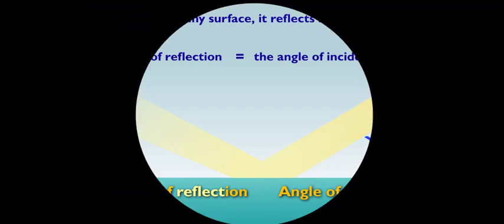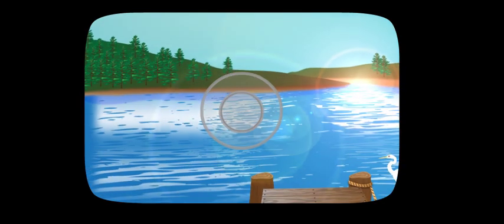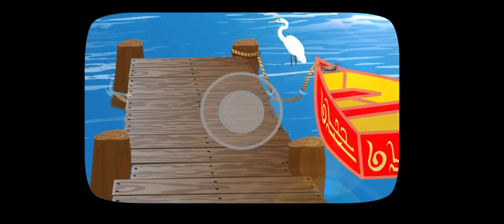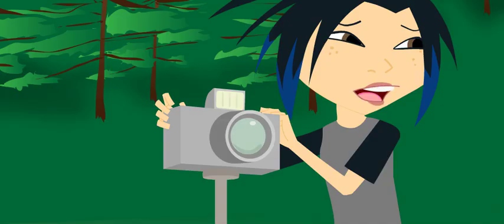Gotcha. That means if we check out the angle of the rays, we can move the camera so the reflection doesn't hit us. Brilliant thinking. Here, this works. Oh no, there goes the egret. Well, maybe it'll come back later.